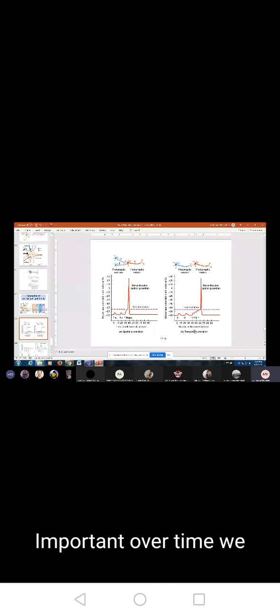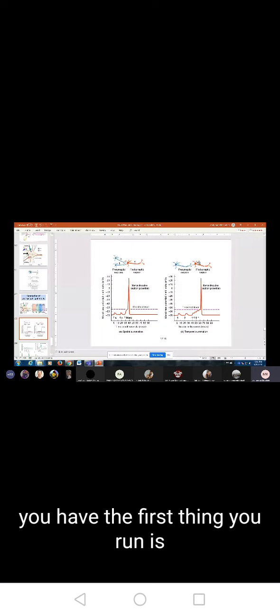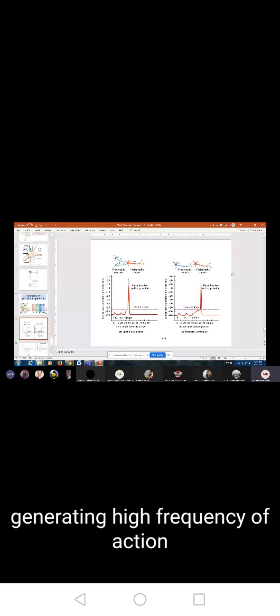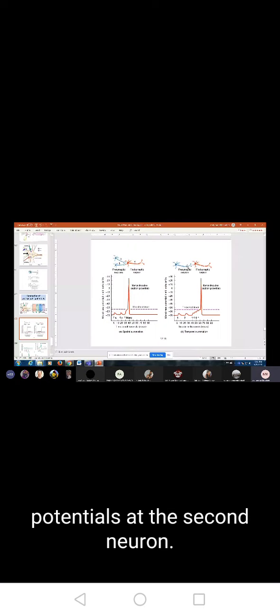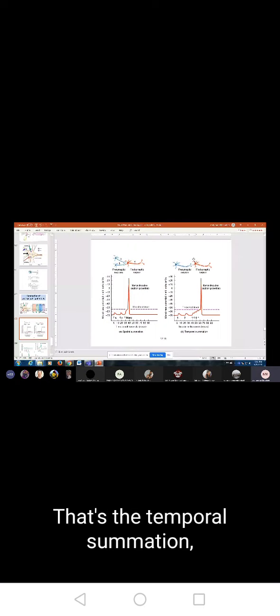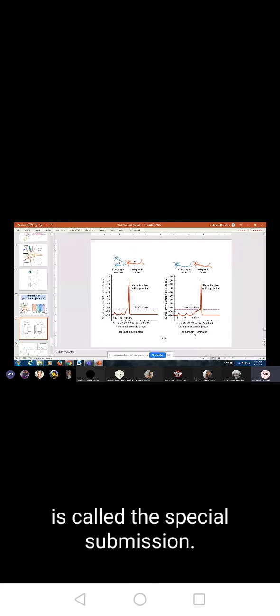Temporal. Over time, we can have only one presynaptic source that can cause more depolarization, if the first neuron is generating a high frequency of action potentials one after another to cause generation of an action potential at the second neuron. That's the temporal summation. While the second type of summation is called the spatial summation.